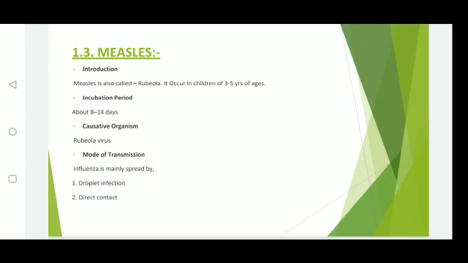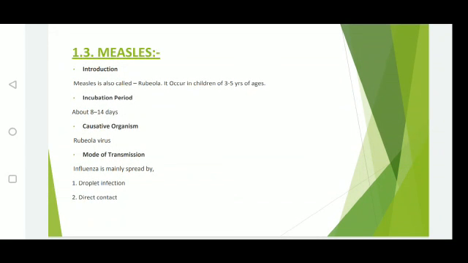it is a communicable disease. It is also known as rubeola. It occurs in children in the age group of 3 to 5 years. And what about the incubation period? It means 8 to 14 days. The causative organism is the rubeola virus. As per the causative organism, that is the rubeola virus, it is named measles, otherwise known as rubeola.